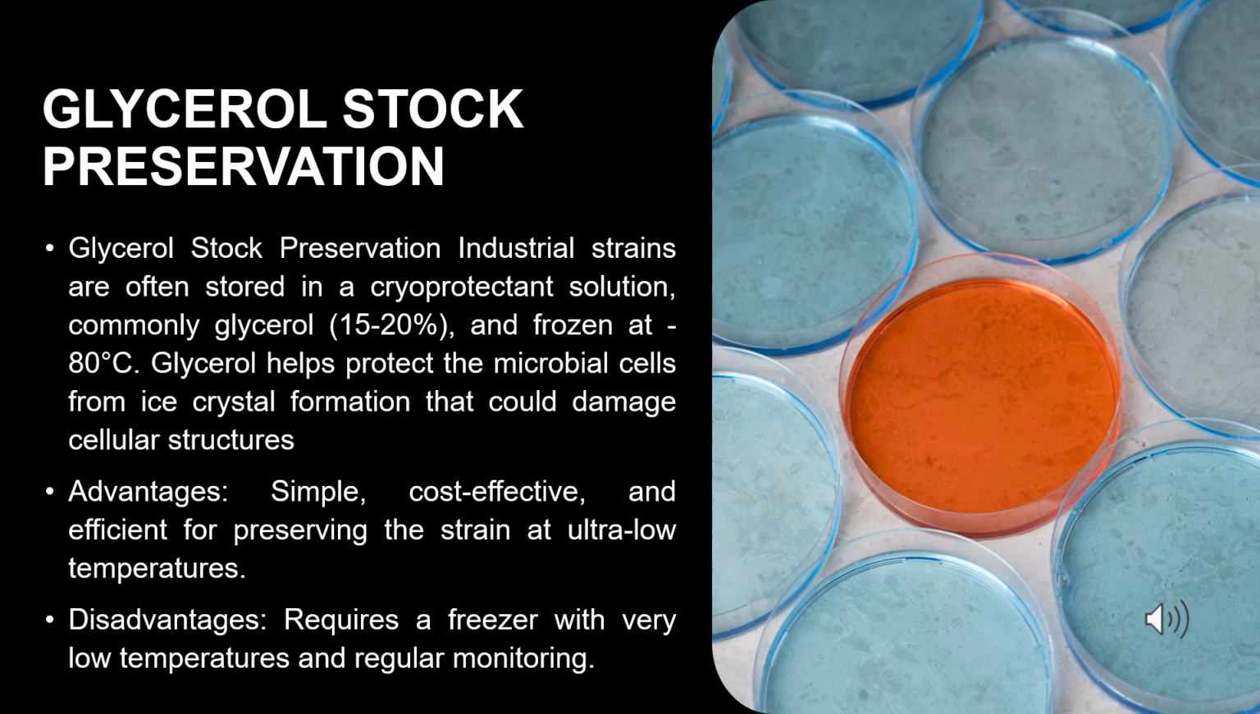What is glycerol? Glycerol helps to protect the microbial cells from ice crystal formation that could damage cellular structure. In glycerol stock preservation, industrial strains are often stored in cryoprotectant solution, commonly glycerol 15 to 20%, and frozen at minus 18 degrees Celsius. The advantages of glycerol stock preservation: it is simple, cost effective, and efficient for preserving the strains at ultra low temperatures. Disadvantages: it requires a freezer with very low temperature and regular monitoring.